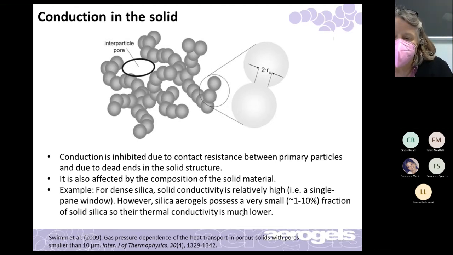I didn't fully understand what it means that there is contact resistance between primary particles. No, as in between these. So envision this is a bunch of silica, like this. The way they're connected, it's not a cylinder where the path would be straight through. What happens as the heat flows through is that it gets constricted. So my primary particles are made of silica.